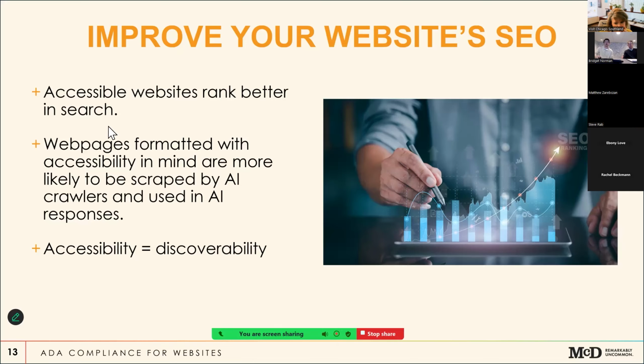Web pages formatted with accessibility in mind are more likely to be scraped by AI crawlers and used in AI responses. As you all probably know, the rise of AI is very real. You think about Google search right now, the very first thing you see is the AI overview. And so a big part of SEO right now is optimizing for AI. Accessibility helps a ton with helping those AI crawlers understand what is on the content of your site and making it more likely for them to use it in their ChatGPT responses, Perplexity responses, that sort of thing. So accessibility does mean discoverability as well.